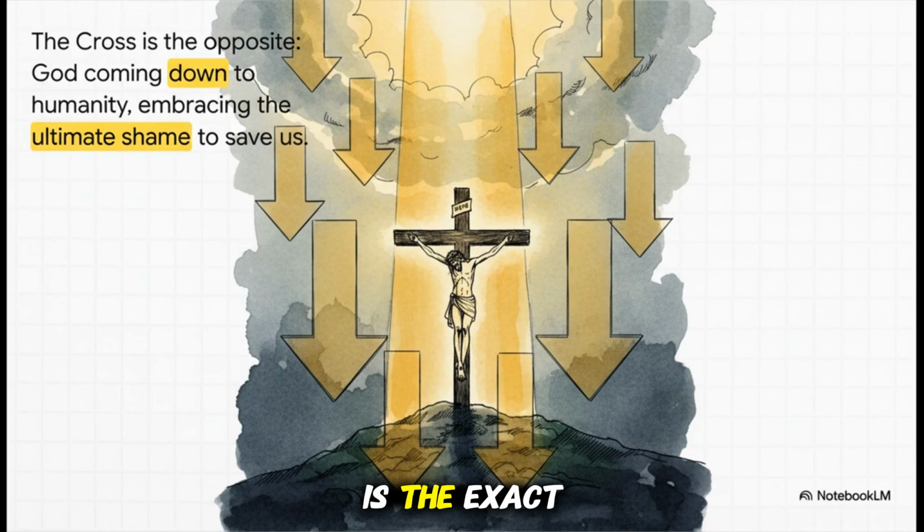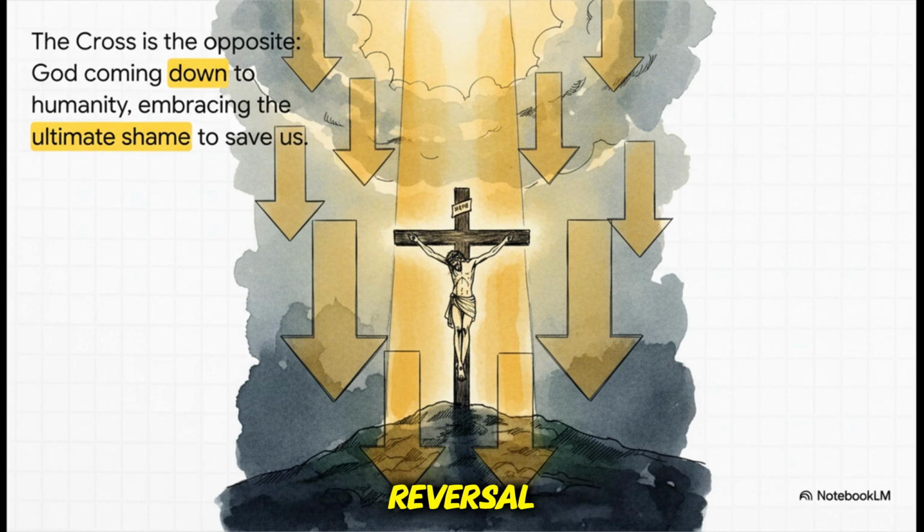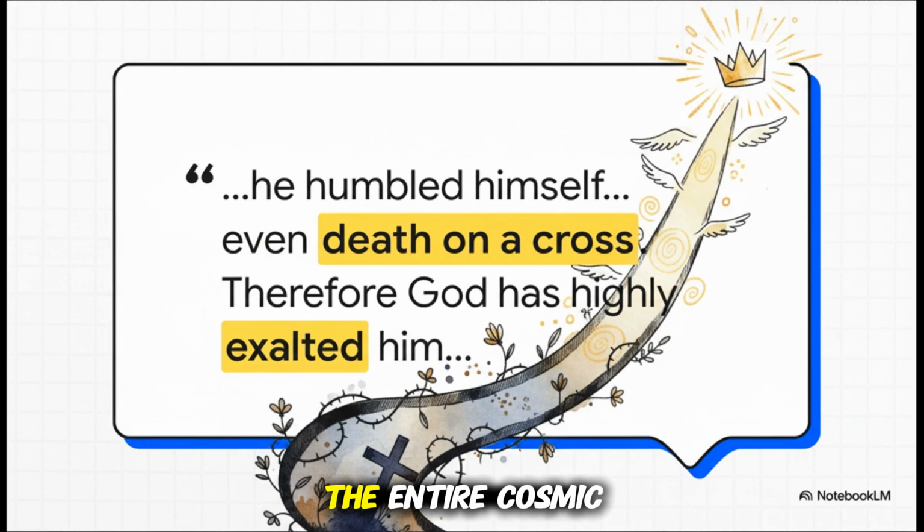And the cross is the exact polar opposite. It's the story of God coming down. Instead of seizing honor, Jesus willingly descends the social ladder, embracing the ultimate shame and humiliation of crucifixion, the fate of an expendable, all to connect with humanity. The direction of movement is a complete and total reversal. And this verse from Philippians just sums up the entire cosmic logic perfectly. Through ultimate humility, by going down, he is ultimately exalted. In this new value system, the way up is down. It flips the world's logic completely on its head.